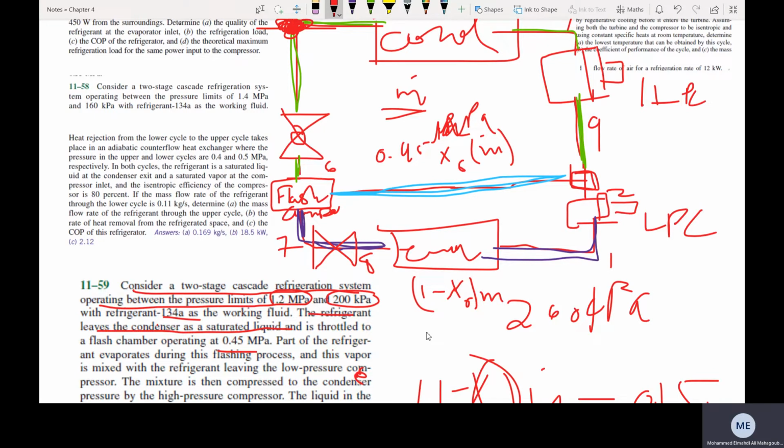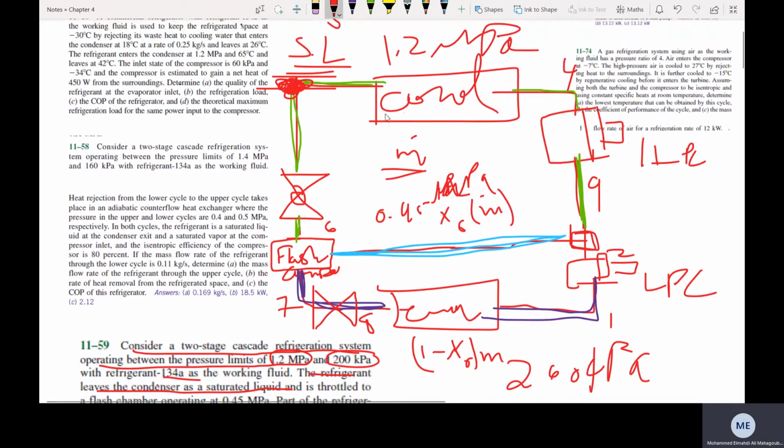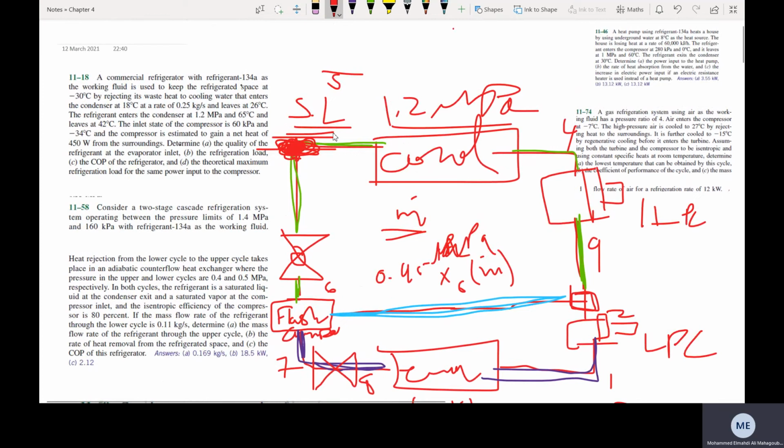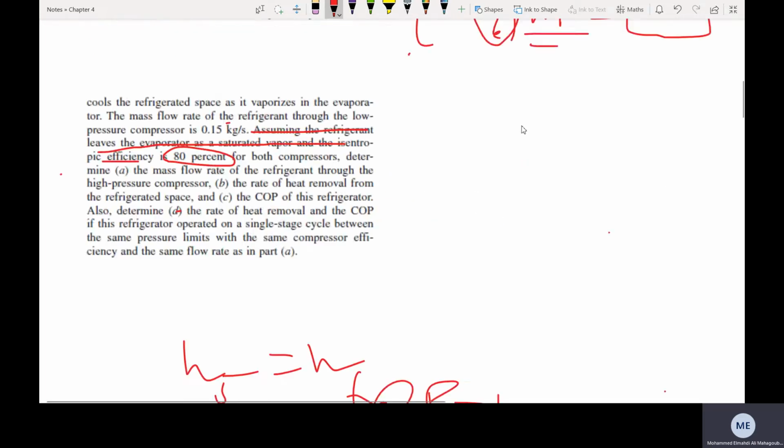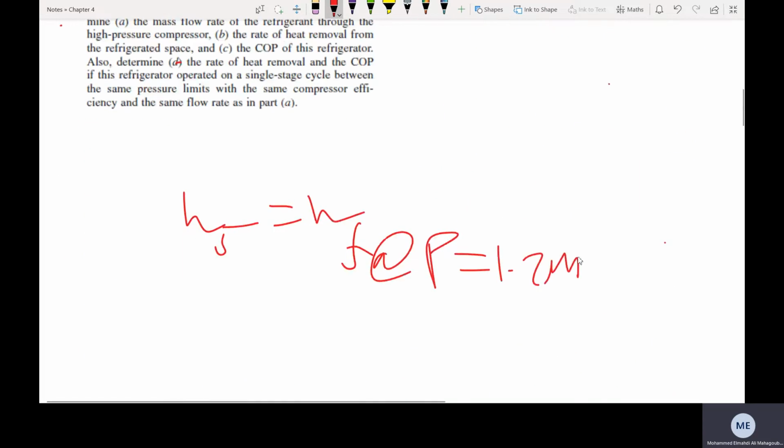So when we find H or X6, we are going to find the mass flow rate of the refrigerant through the upper cycle. What is H of this point? This is the easiest thing that we need to find. We have the pressure, which is 1.2 megapascals, and we know that it's saturated liquid. So H5 is equal to Hf at the pressure of 1.2 megapascals. So easy, very easy. Let's go, H5.